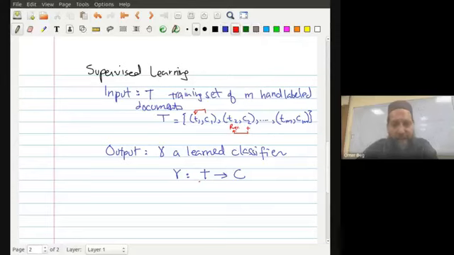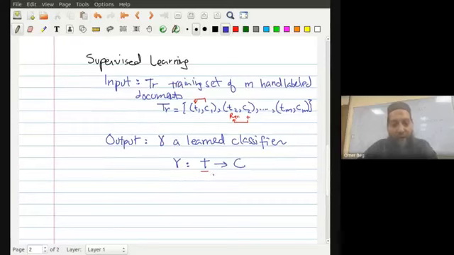And remember that this set is not equal to this training set. So to distinguish, I should say R. So let's say that this is a training set, and this is the set of all documents that can be given to the classifier.